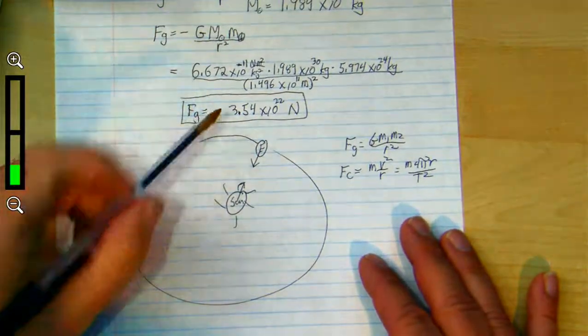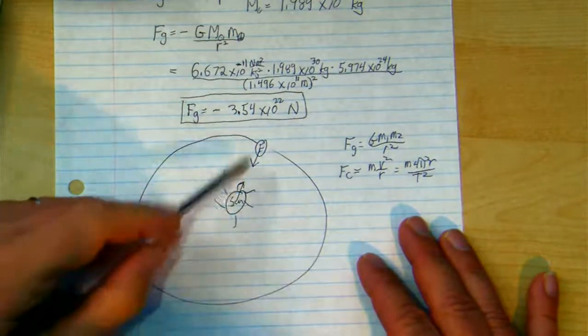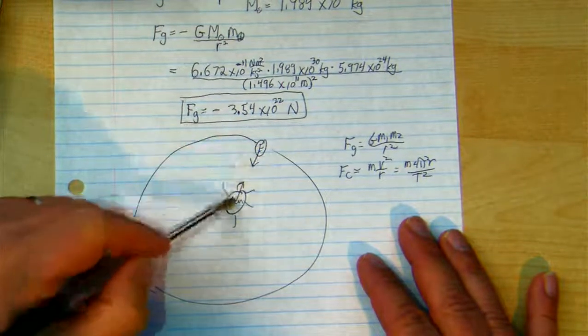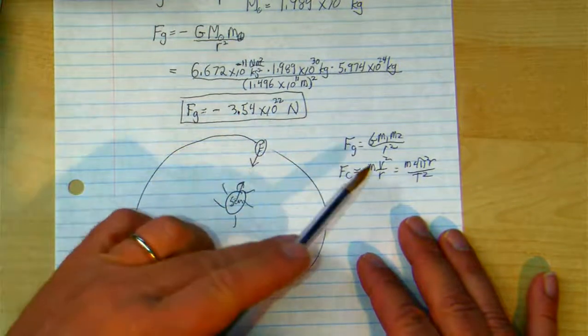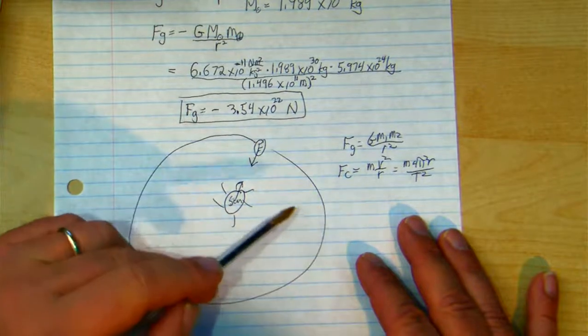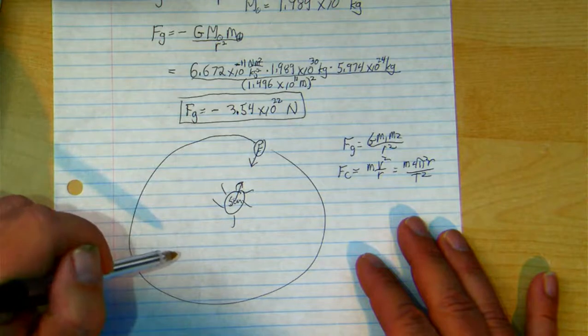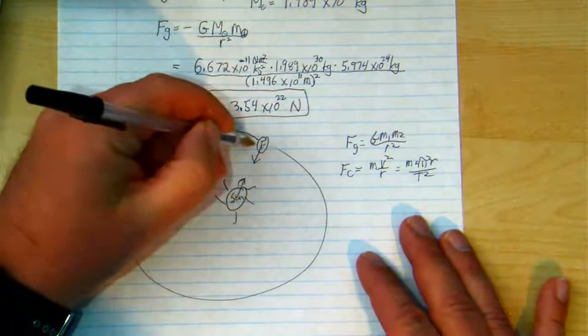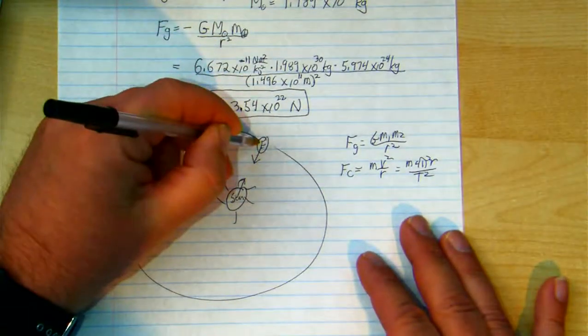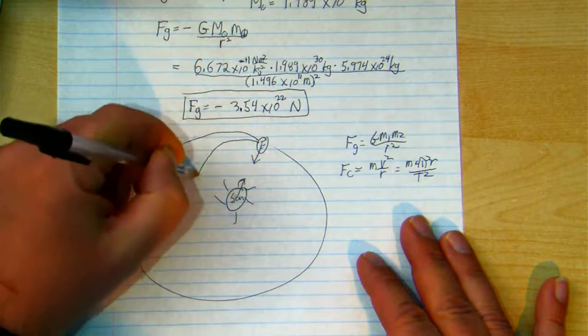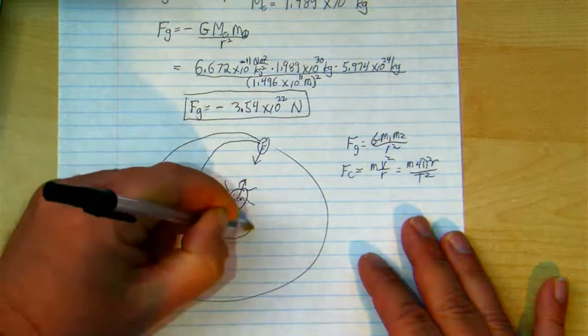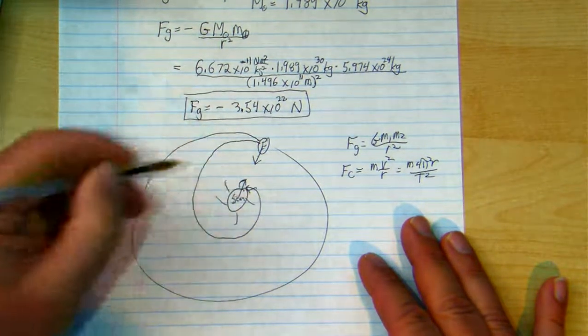Speculate. What would happen if the force of gravity between the Earth and the Sun were greater than the centripetal force needed to keep the Earth from going off on a tangent? You should think about that and realize, well, that means the Earth would be pulled closer and closer to the Sun. We would spiral in towards the Sun, burn up, and all die.